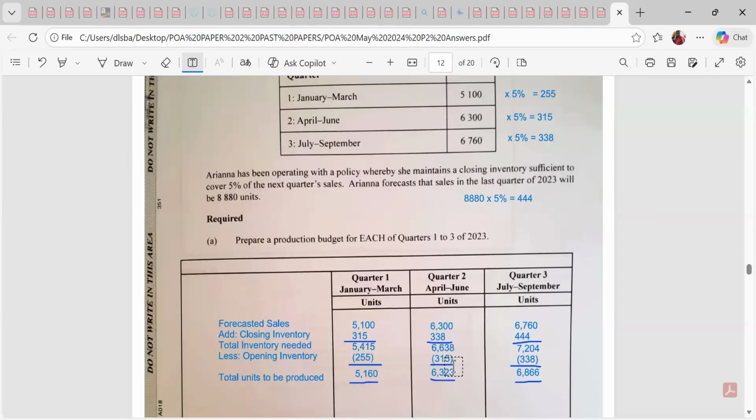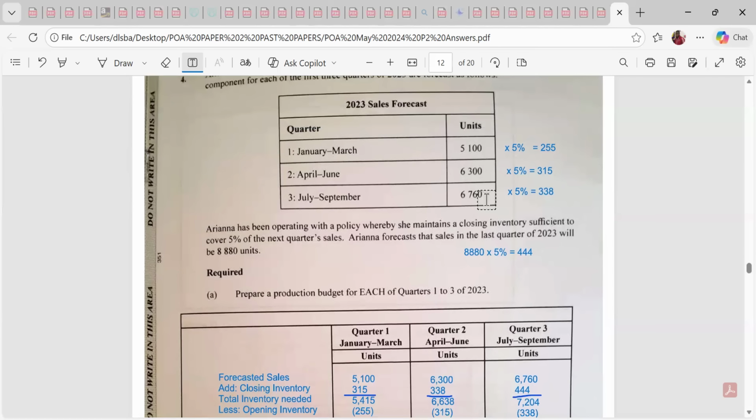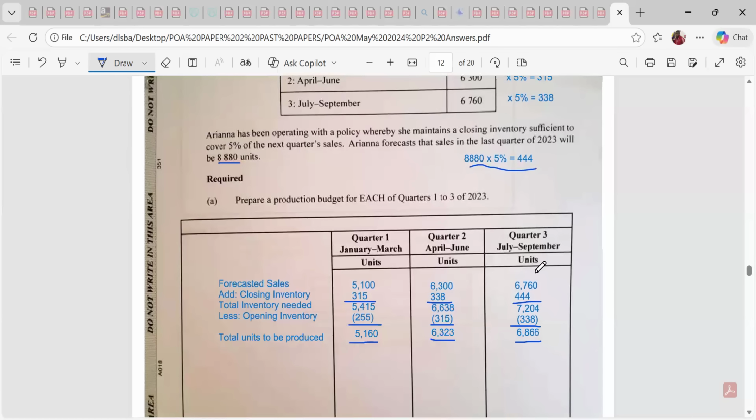And then the same thing for quarter three. Forecasted sales is 6,760. So I need to have 6,760. Then I need 5% of the forecasted sales of the next quarter, which they said was 8,880. So I need 5% of that, which is 444. So I need the 6,760 from the forecasted sales plus the 444 to hold as closing stock. So in total, I need 7,204.